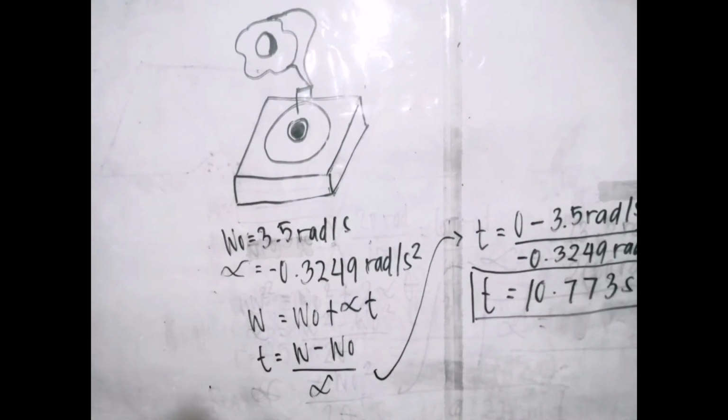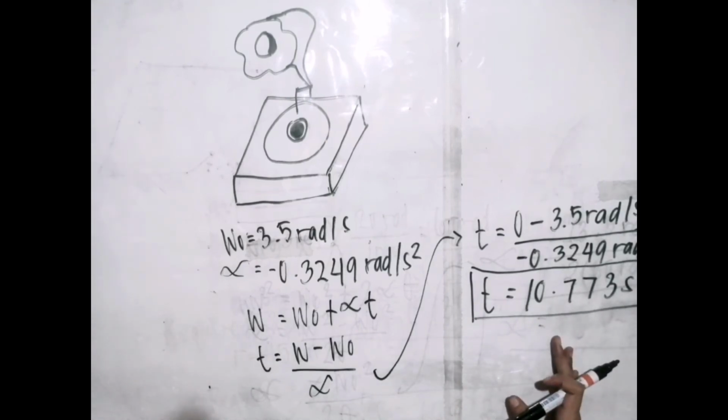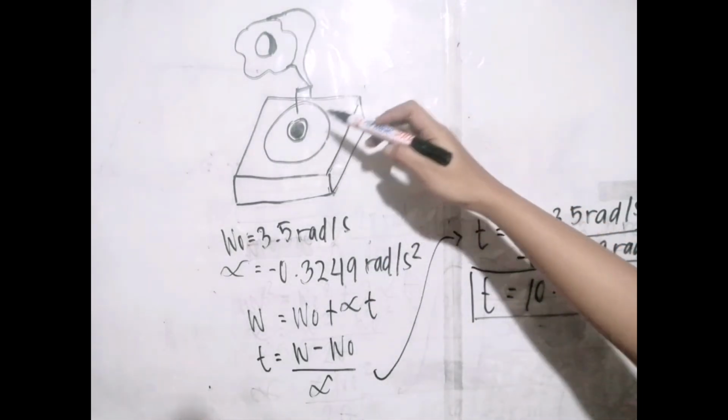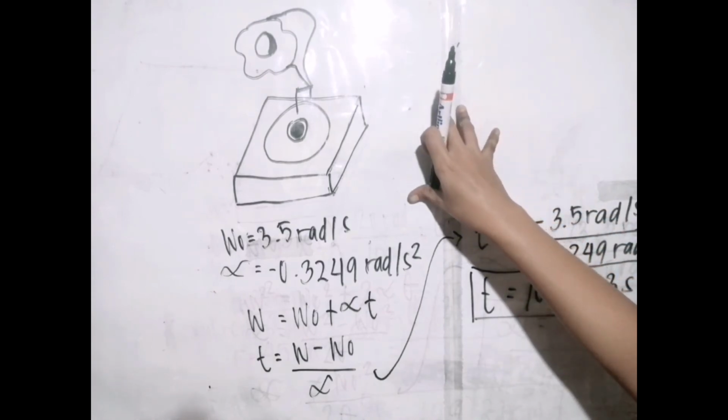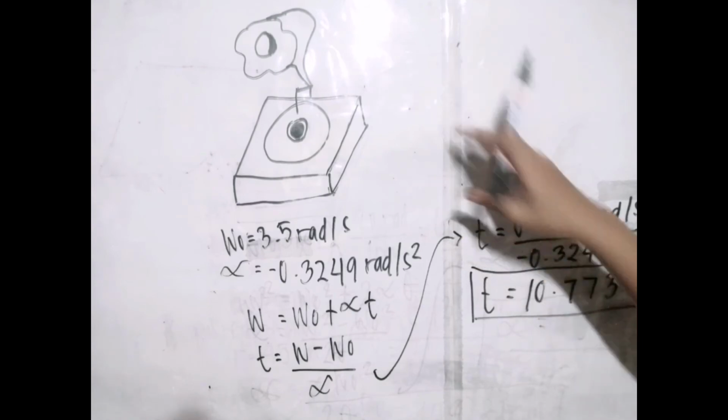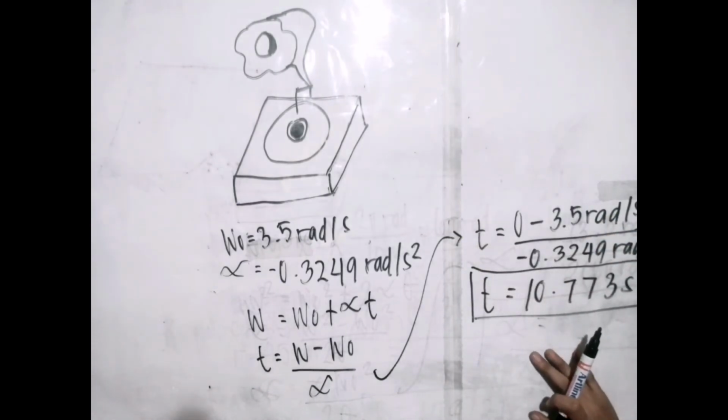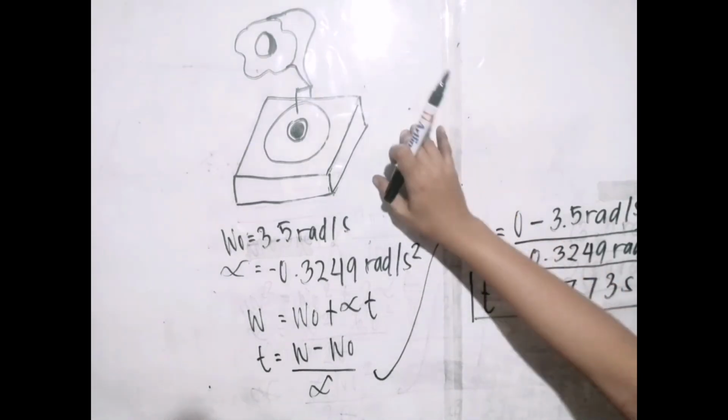So, if we are going to make an analogy on the problem, yung disk ay nagro-rotate ng 3.5 radian per second, at 10.773 seconds. So, yung time na na-consume ng disk para umikot ng 3.5 radian per second ay 10.773, and then tsaka pa lang ito nag-stop.